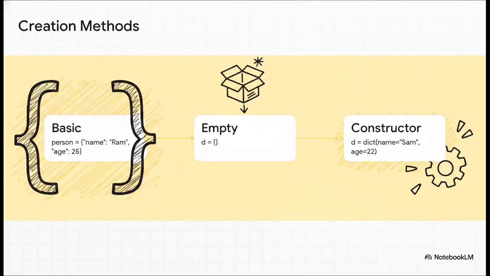So, you've got 3 main ways to kick things off. The one you'll see most often is the basic method, just using those curly braces. You can also just create an empty dictionary and then add to it as you go, which is incredibly useful. And finally, you can use the dict constructor. They all get you to the same end result, so you just pick whichever one feels right for what you're doing.